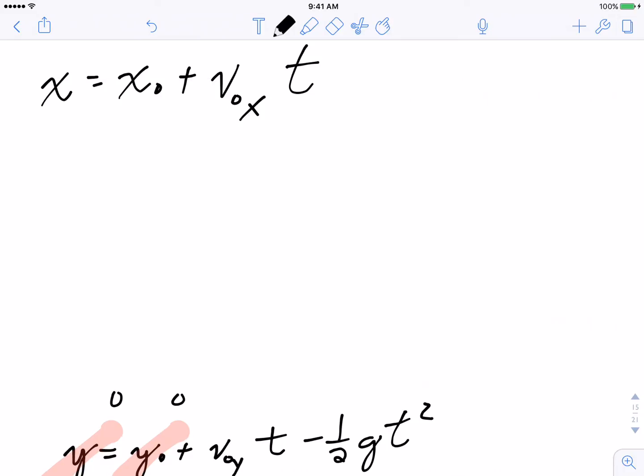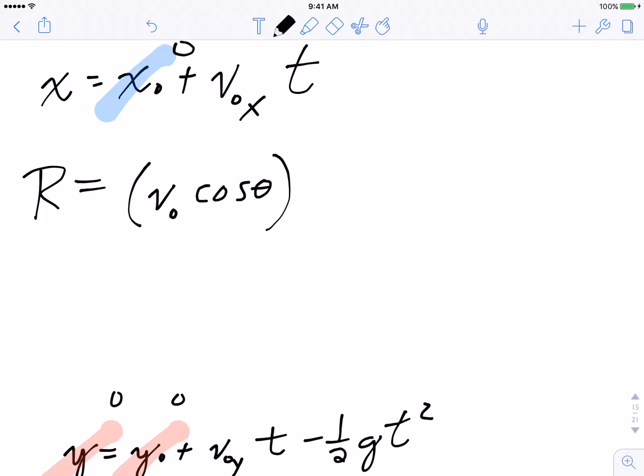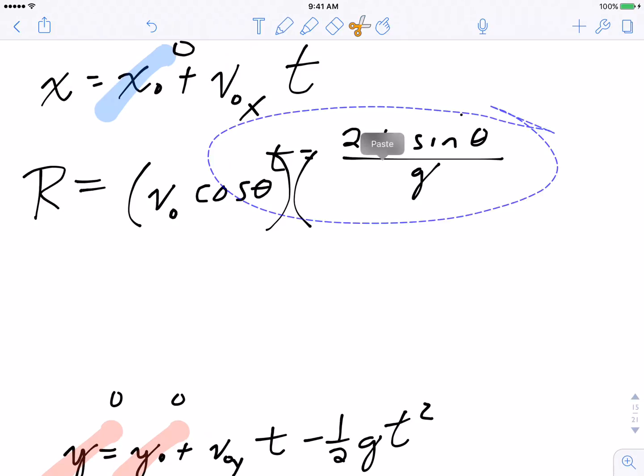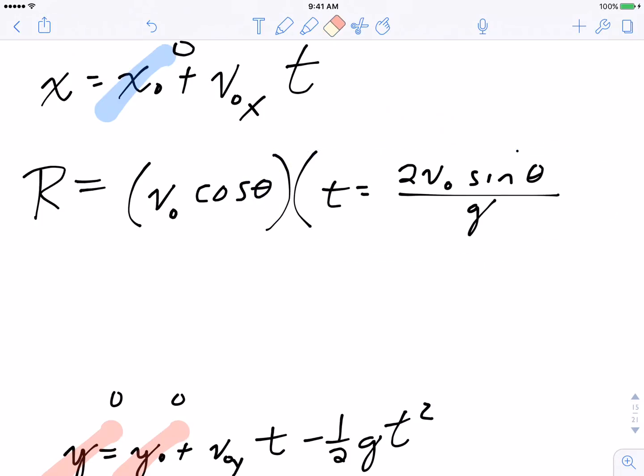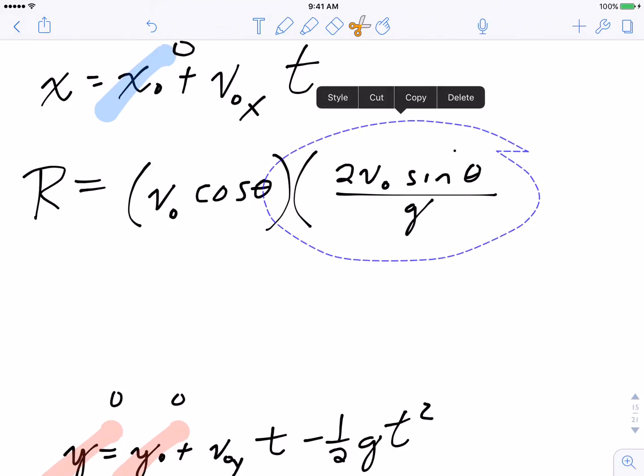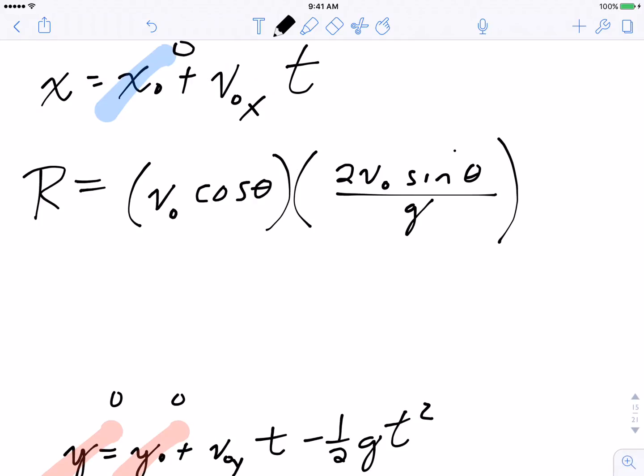So we're going to say the range is what I want, is equal to X0, which we know is 0, plus V0X, and I already know that V0X is equal to V0 cosine theta. So that's in terms of V0 and theta now. Our time from above is this guy here. And you might go, oh, that looks awful. It is a little messy algebra.